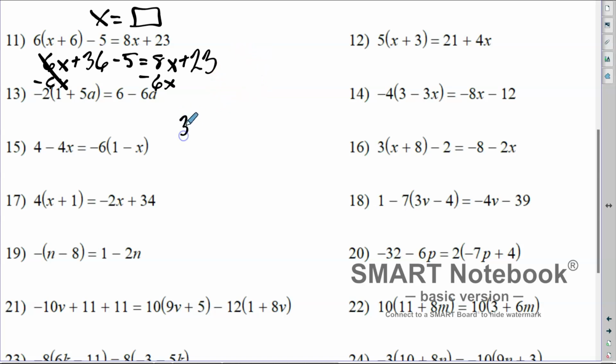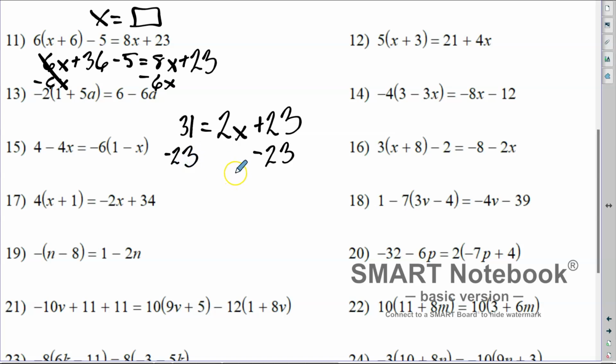I have 36, well, I can subtract that, right? 36 minus 5 is 31 equals 2x plus 23. The beautiful thing is I've gotten rid of any extra x's. Now I can subtract. I have a plus 23. I'm going to minus 23.